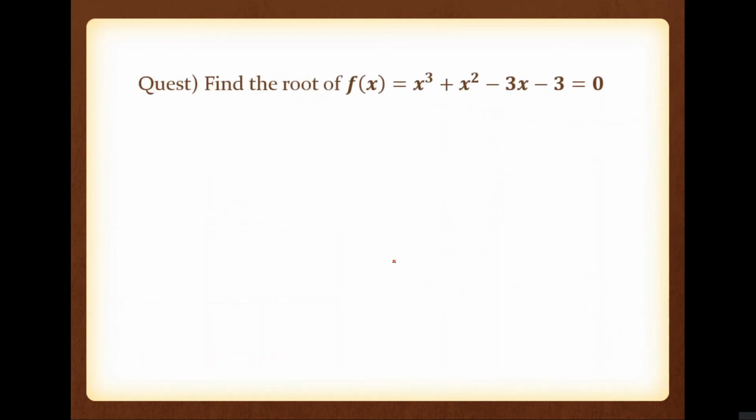Find the root of f of x is equal to x cube plus x square minus 3x minus 3, that is equal to 0. You already know the value of that root, but by using the second method we are going to find that. For that purpose, what is the initial condition that we are going to take? We are going to take 1 and 2 as the initial condition.